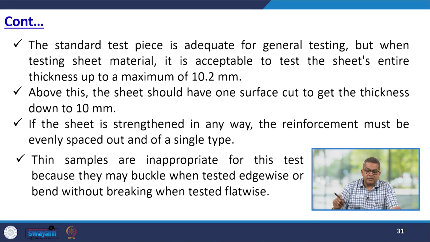The standard test piece is adequate for general testing, but when testing sheet material, it is acceptable to test the sheet's entire thickness up to a maximum of 10.2 mm. Above this, the sheet should have one surface cut to get the thickness down to 10 mm. Now, if the sheet is strengthened in any way, the reinforcement must be evenly spaced and of a single type. Thin samples are inappropriate for this test because they may buckle when tested edgewise or bend without breaking when tested flatwise.